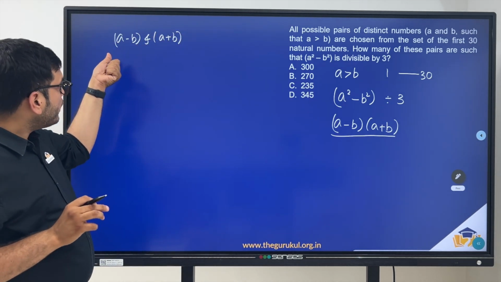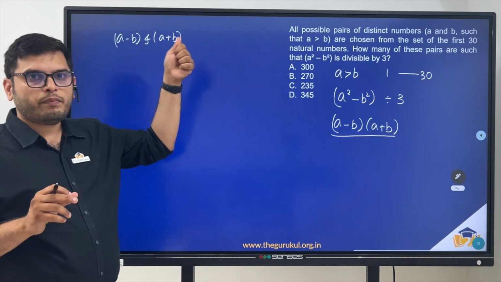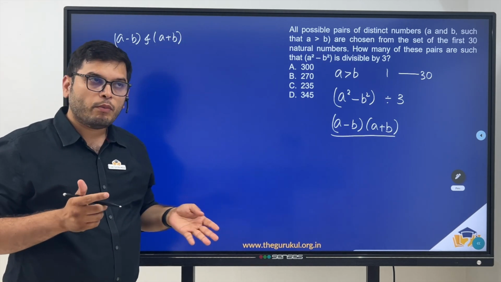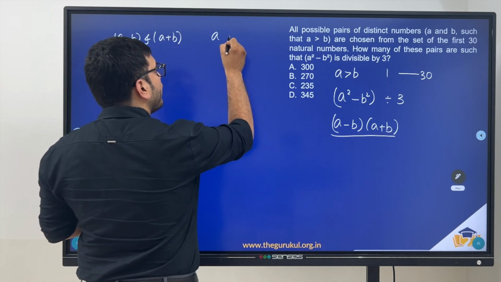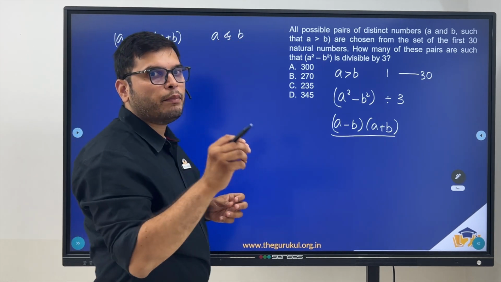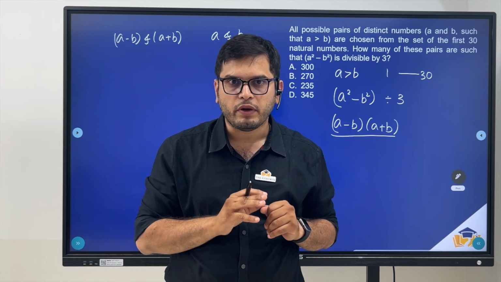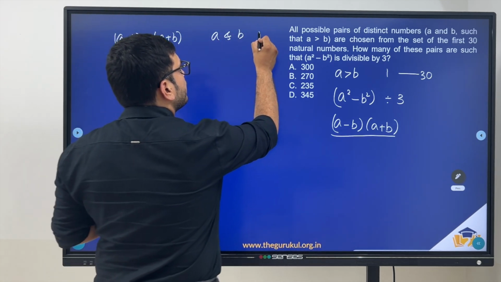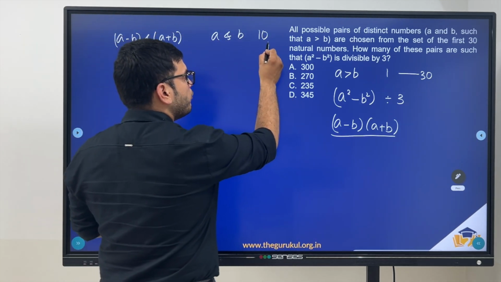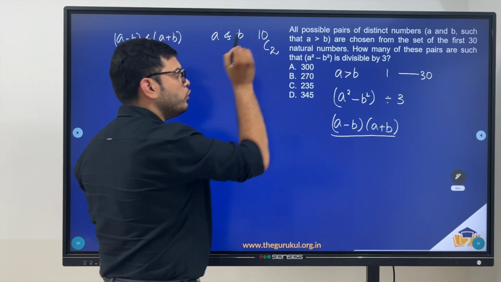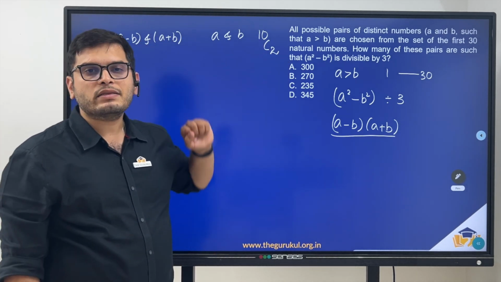Now, for both A minus B and A plus B to be multiples of 3, both A and B should be multiples of 3. Right? So, both of them should be multiples of 3. Now, we have 10 multiples of 3. From those 10 multiples, you need to select 2. So, you have 10C2 ways.